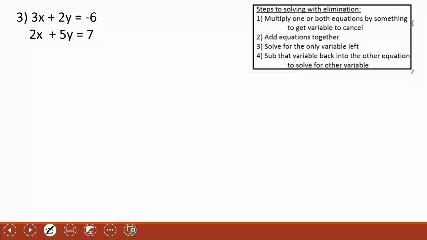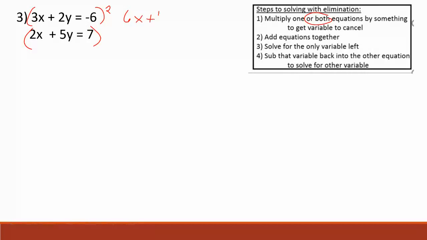Third example, again, I can't just add them. So I multiplied one equation. This is going to be when we multiply both equations. So I'm going to pick which variable to eliminate. I'm just going to eliminate the x's. So I know 3 and 2 both go into 6, but I need one of them to be positive and one to be negative. It doesn't matter. So I'm just going to multiply the top equation by 2.